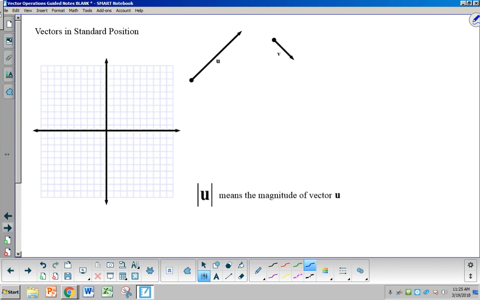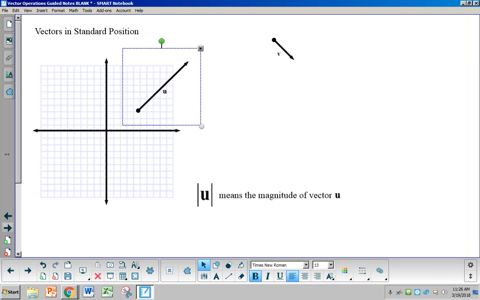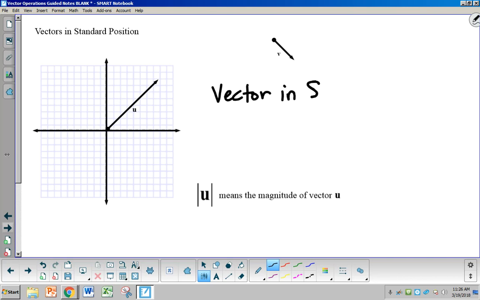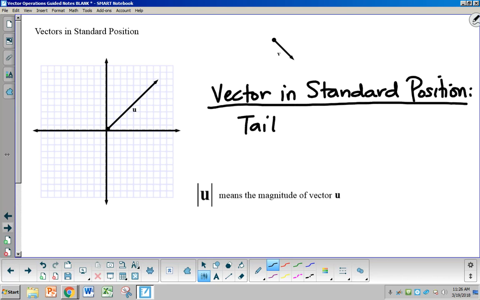Now, let's talk about vectors in standard position. Standard position, where have we heard that before? Angles in standard position. On the XY plane, when an angle is in standard position, what was at the origin? You're right. The vertex of the angle was at the origin, and the initial side was on the positive x-axis. Well, a vector in standard position, I feel bad because you guys can't do this, but I can because I have a smartboard, is when the tail is on the origin.